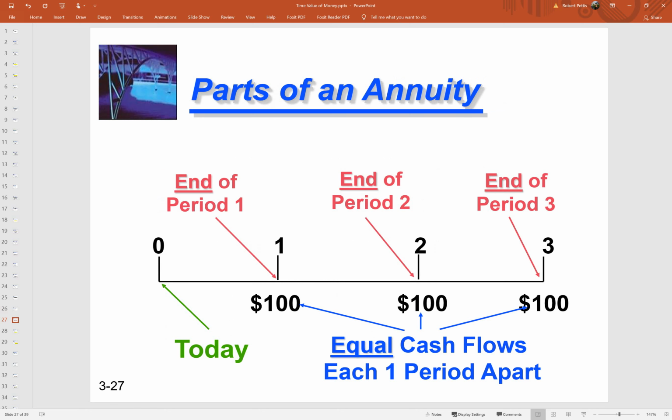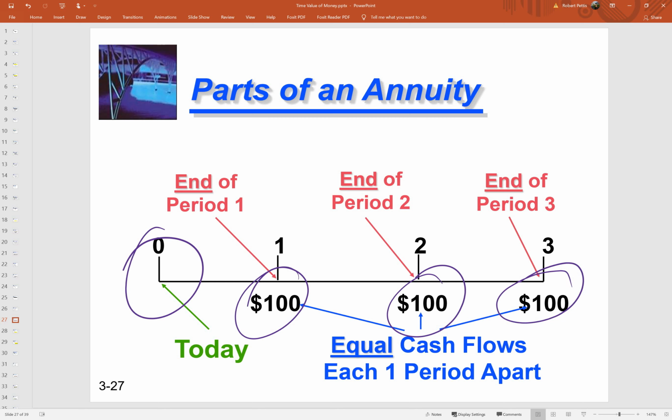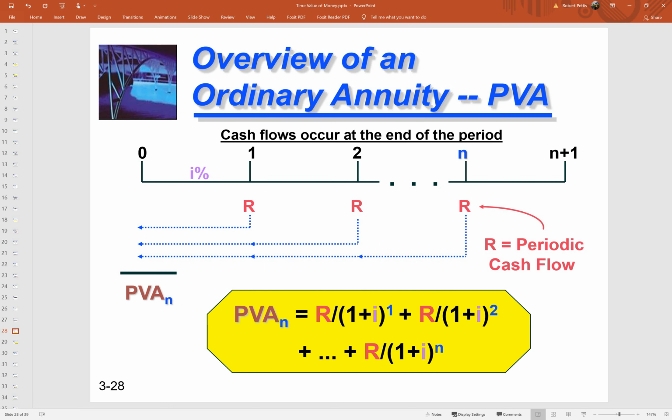So parts of an annuity, well, today we're assuming we're not getting anything, but at the end of the first period, we're getting some amount. We're getting that amount again at some point later, and the same amount of time in between these, we get another amount. So in this case, we're doing them 1 year apart. So in each of these years, we're getting the same amount.